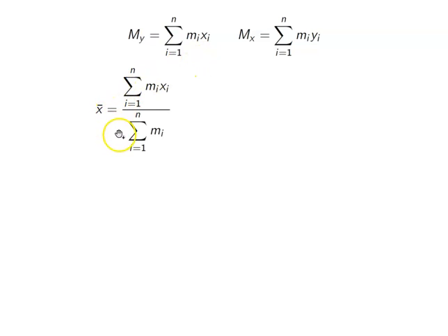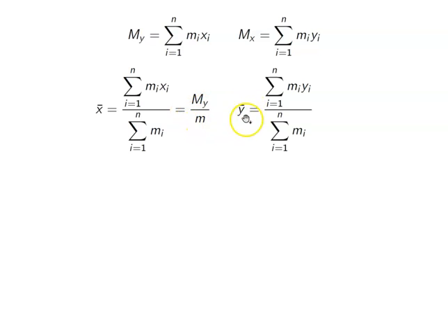So x bar, as we saw before, is the moments about y divided by the total mass of the system. And y bar is the moments about the x-axis divided by the total mass. So here we're looking at the ups and downs, because we're looking at the x-axis as our center. So we're looking at how things are above and how things are below. For the y-axis, it's the opposite, rotated 90 degrees. So the y-axis is our middle, and we're looking at how things are scattered to the left and to the right of that.